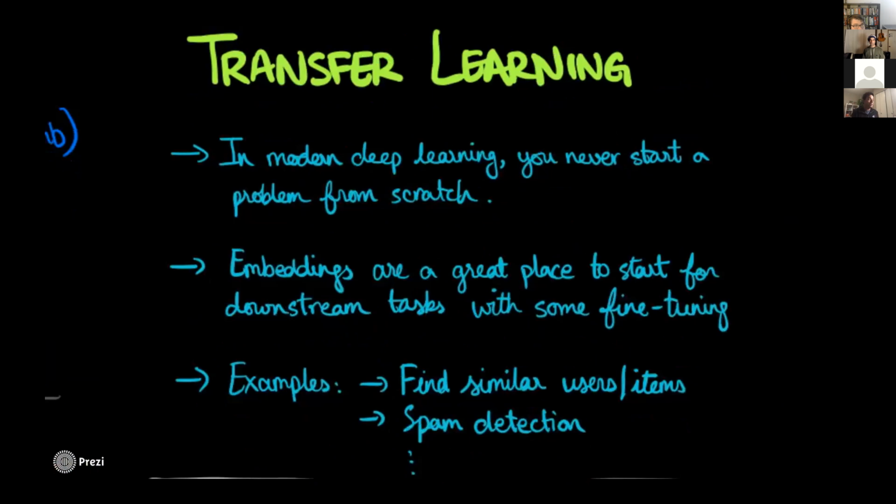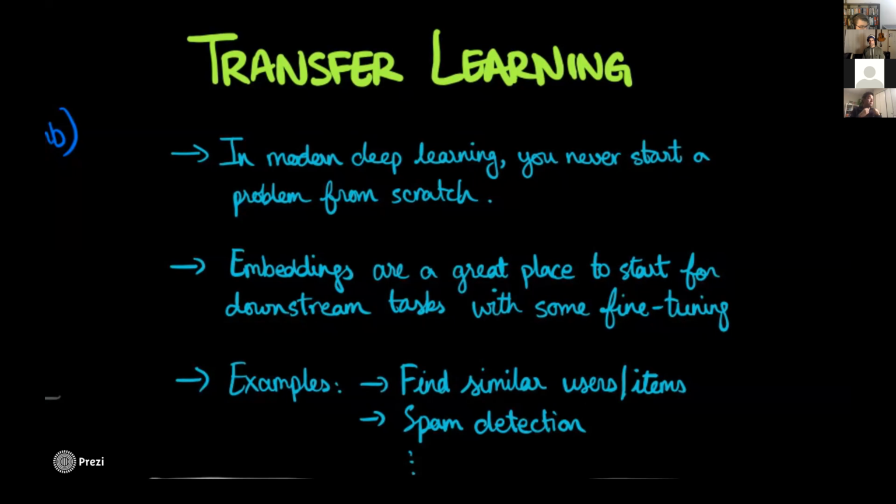Finally, we're doing deep learning. Transfer learning, that's the big thing, because in modern deep learning, you never really start a problem from scratch. You never really start with a one-hot encoded vector. But if you have item embeddings, user embeddings, well, you have a good place to start for downstream tasks like finding similar users or spam detection. Of course, you would need to do some fine-tuning, but the fact that you can do that, it's really cool. Of course, it means that you need to have a good feature store in your org, but at the same time, the fact that you can do that, it's really amazing.